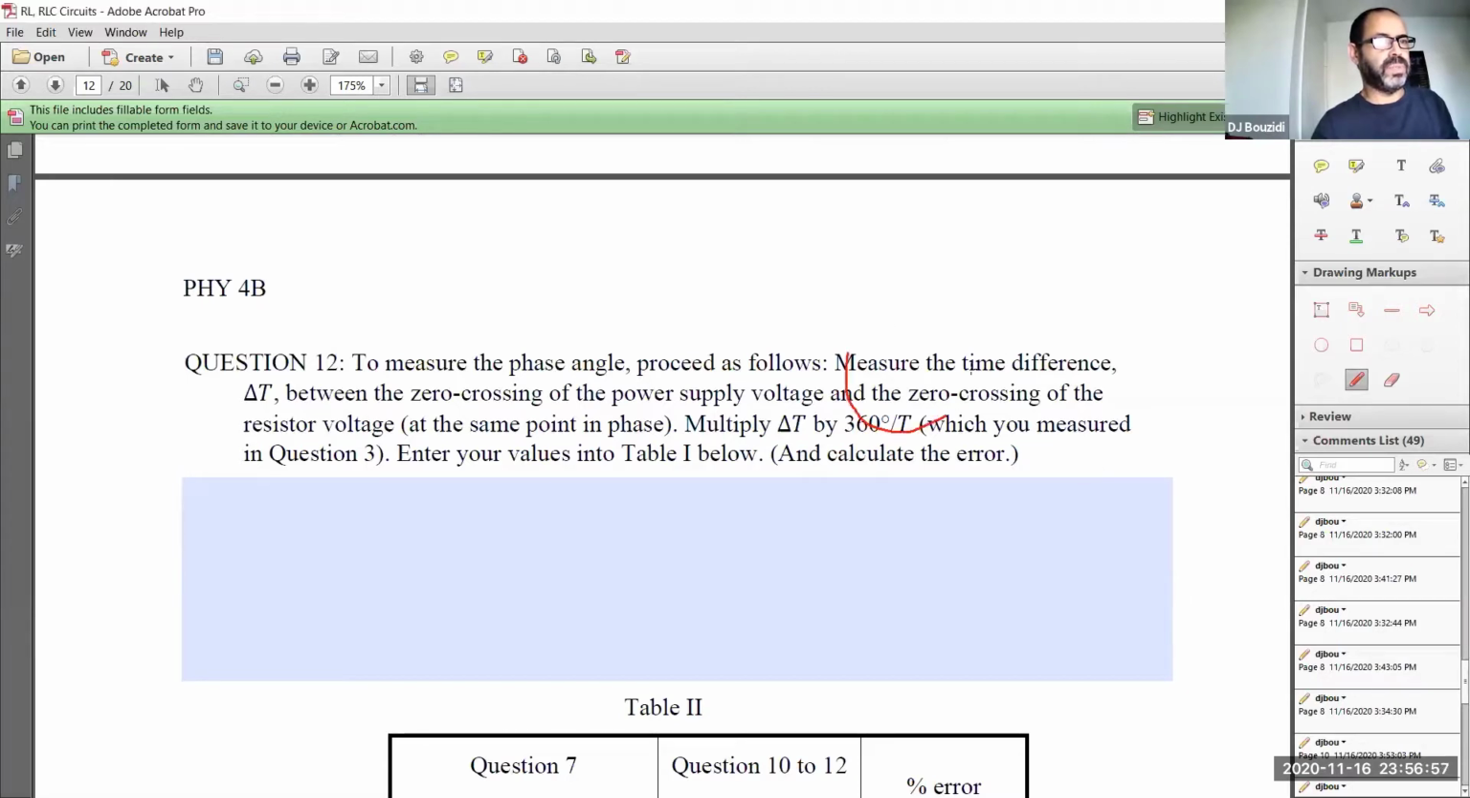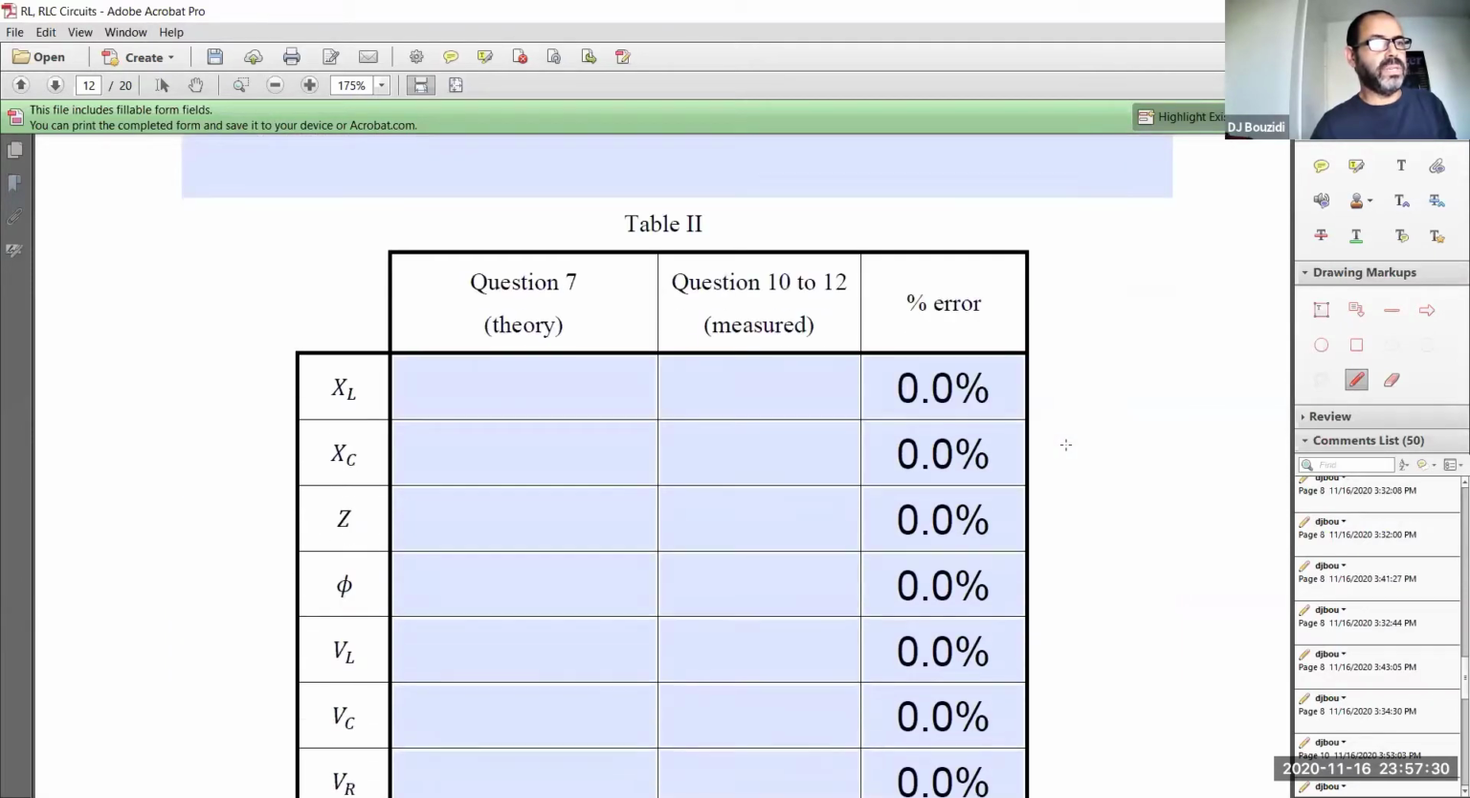Okay, here are actually the instructions on how to do that. To measure the phase, proceed as follows. Measure the time difference, delta t, between the zero crossing of the maxima and the zero crossing for the other one, at the same phase. Multiply delta t by 360 divided by the period, which you measured in the earlier question. That's another way of doing it. So remember, multiplying by omega, with 360 it is just 2 pi, so that's basically the equivalent. Enter your value and calculate the error. So basically, you could do that too.